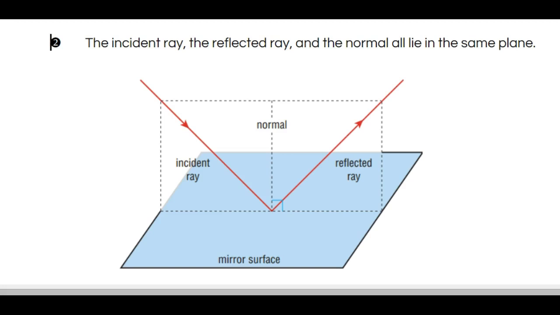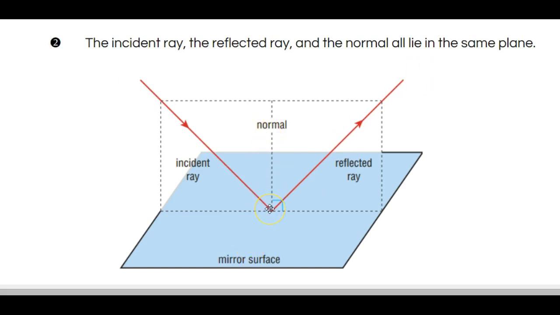And the second law of reflection, which may not be as obvious as the first one, but still is worth mentioning, is that the incident ray, the reflected ray, and the normal all lie in the same plane. So remember the other day we talked about what a plane was? A plane is like a flat surface, so you can see this dotted, etched out area here. That's describing the plane that the incident ray is in, and the reflected ray as well as the normal.